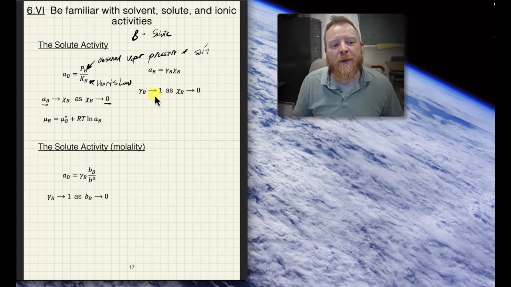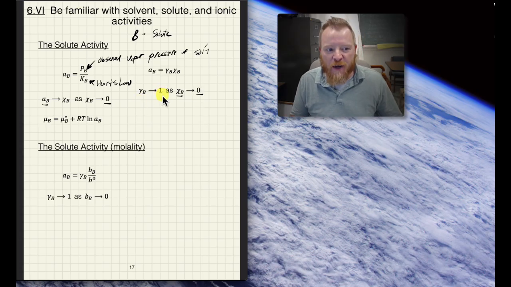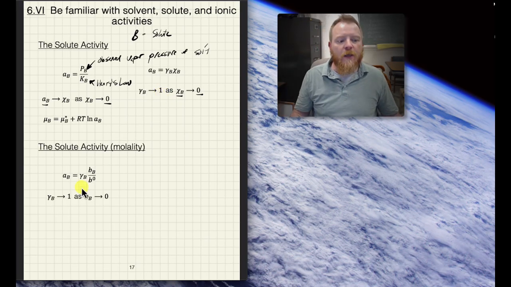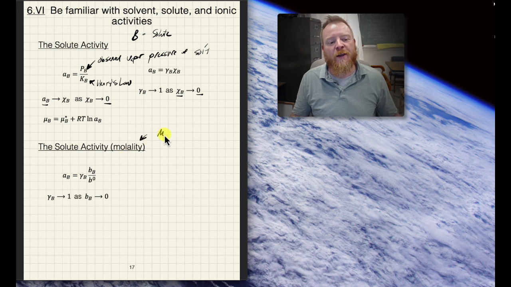And then similarly, as the mole fraction approaches 0, so as our solution becomes more and more dilute, the activity coefficient approaches that ideal value of 1. So we can also write solute activities in terms of their molalities or even their molarities. So that's oftentimes more convenient than mole fraction.